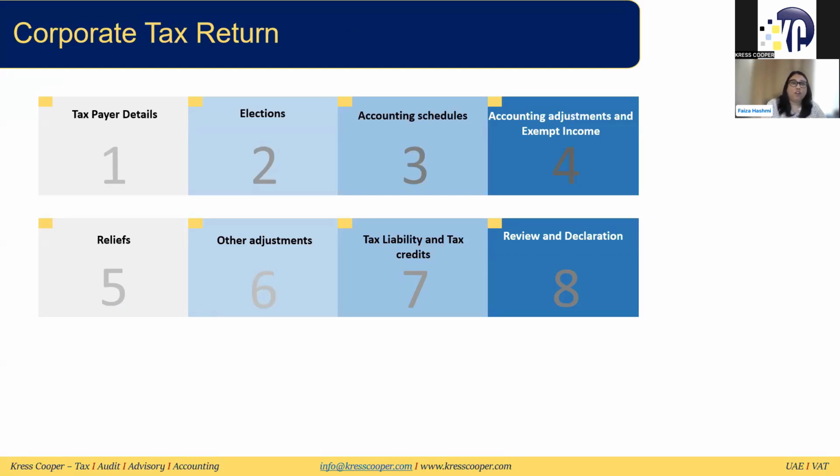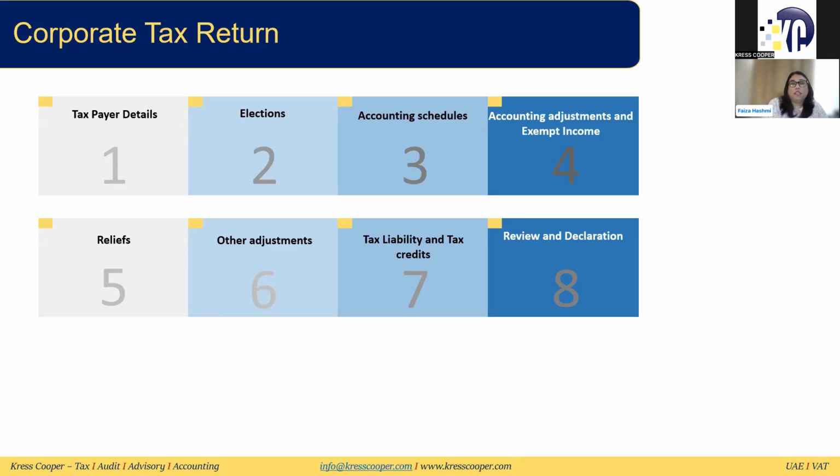We know that under the corporate tax law, we need to make certain elections. Those elections are, for example, the election for small business relief, the election for the transitional rules, and the election for gains or losses on a realized basis or not. Also the election to be part of a qualifying group or business restructuring. All these elections need to be made in section 2.